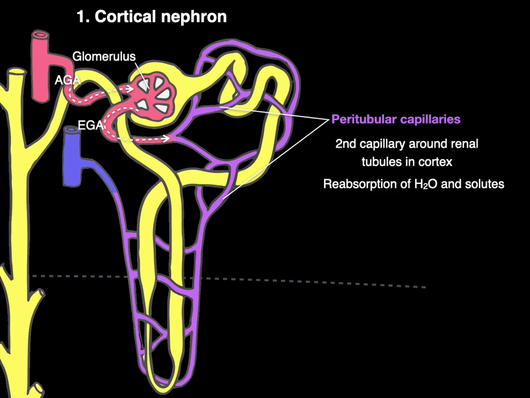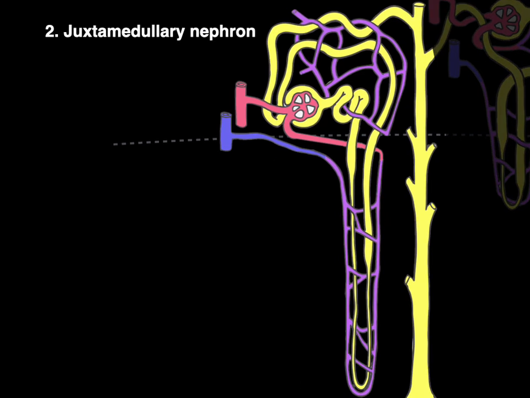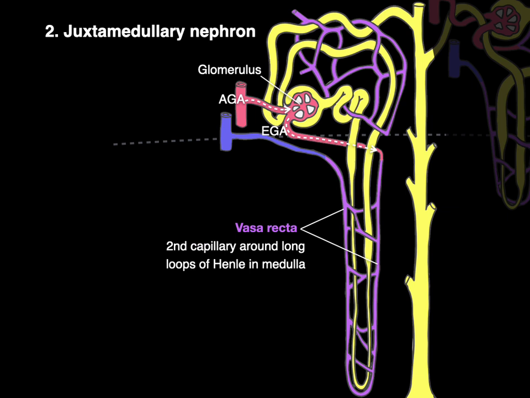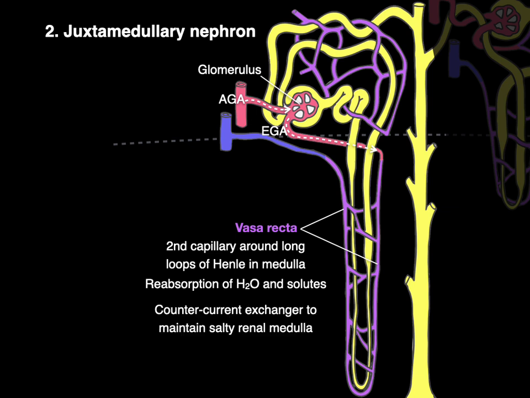Now, in the juxtamedullary nephron, the afferent arteriole feeds that first capillary, the glomerulus, and the efferent arteriole gives rise to the vasa recta, the second capillary around these long loops of Henle in the medulla. This is where the reabsorption of water and solutes occurs, but this is also the countercurrent exchanger, which maintains the salty renal medulla.